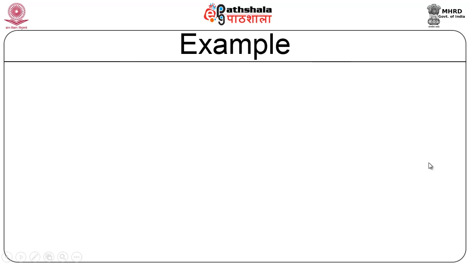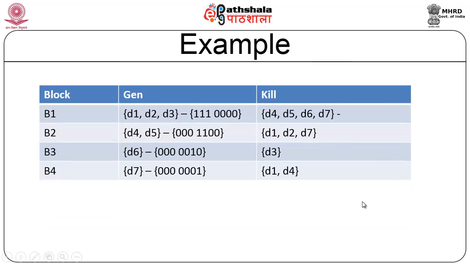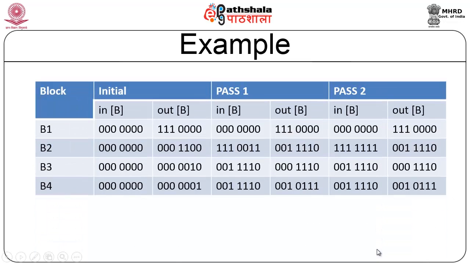Typically, it is solved in 2 passes or at most 3 passes on a normal situation. So, here this is what we have already got. For example, we said in of B is going to be all null to start with, and out of B will be gen of B to start with. So, therefore, this is D1, D2, D3, this is D4, D5, this is D6 and this is D7. So, that is out of B.